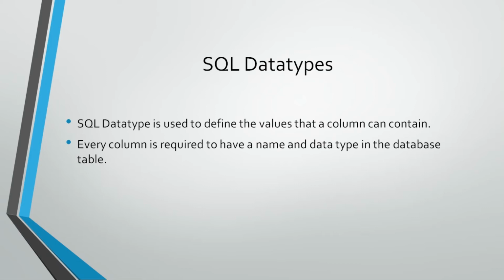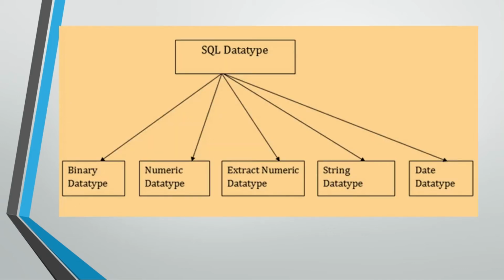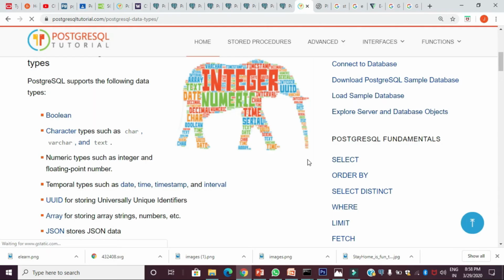As you all know, every column in a relational database system must have a name and a data type associated with that column. Then SQL supports different types of data like binary, numeric, approximate number, string type, and date type, etc. In the remaining slides, we'll discuss details about these different types.